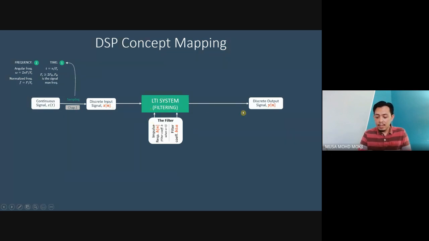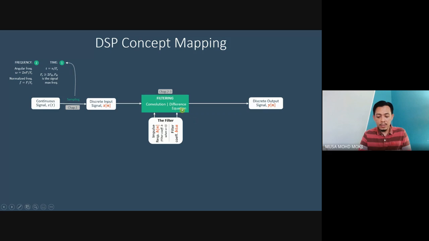A system is doing something to the input, so you get your output, a discrete time signal output. To do something on the input, you need to have the filter. Here is the process. To do the process, you need the filter, and that filter is represented by an impulse response. A filter or a system, the LTI system, can be represented by impulse response.